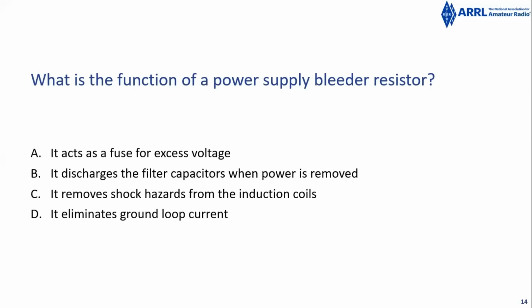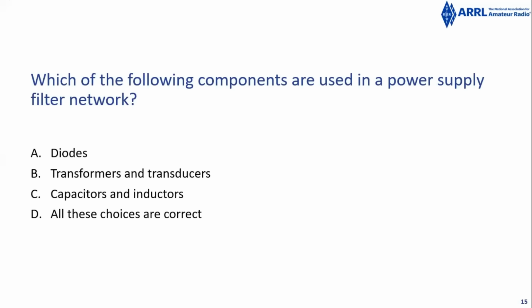So what is the function of a power supply bleeder resistor? Well, you remember it's there to remove the voltage. It discharges the filter capacitors when the power is removed. Which of the following components are used in a power supply filter network? Diodes, transformers, and transducers; capacitors and inductors. It'd have to be C.